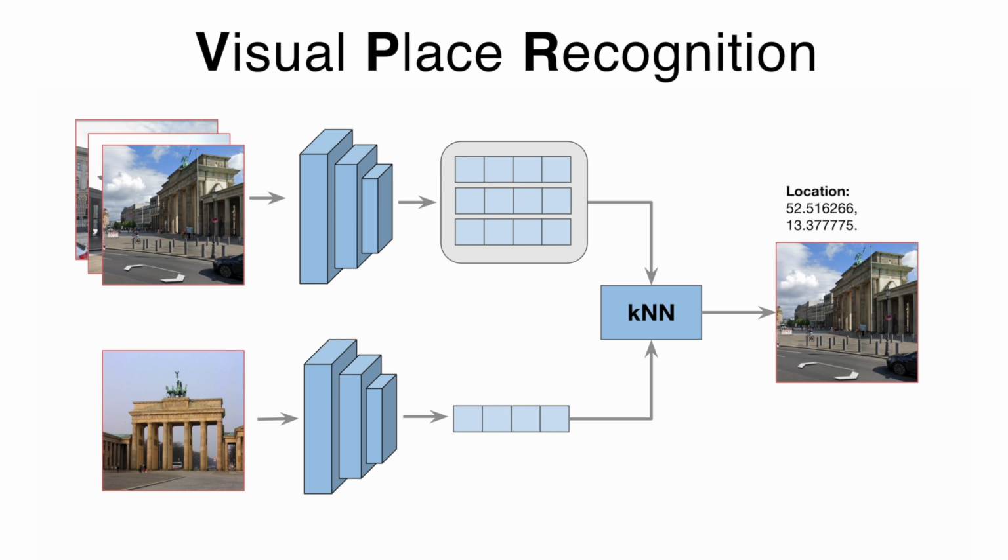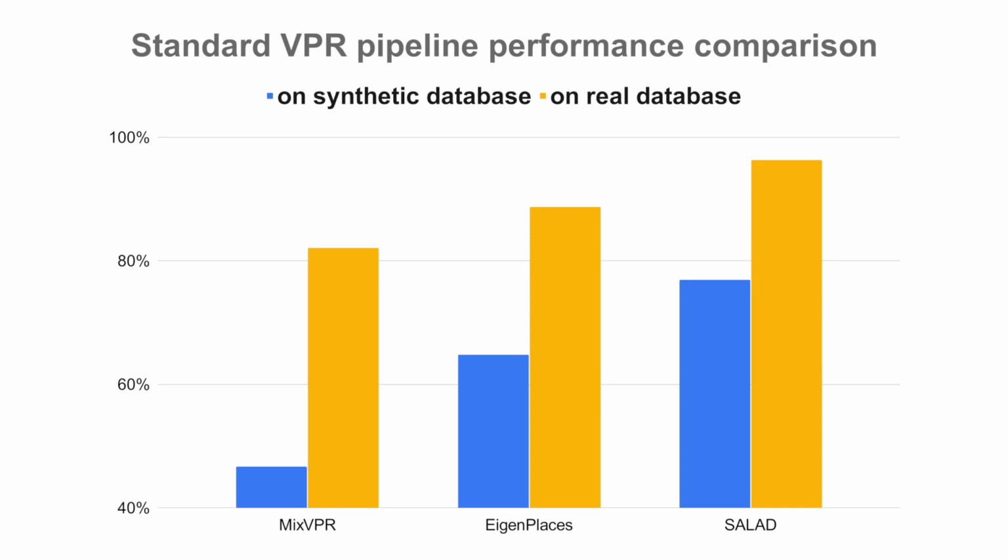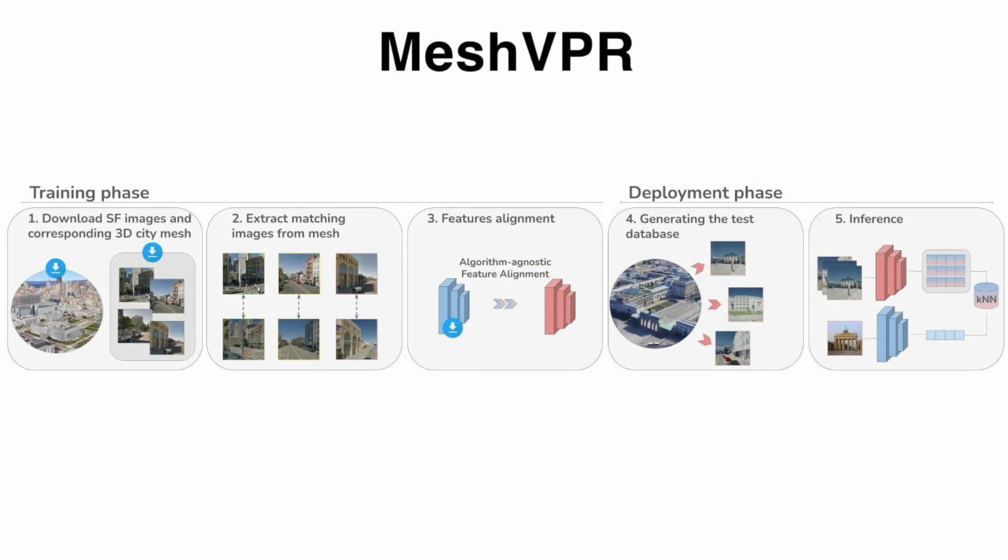Instead of collecting costly real images, it is possible to generate synthetic images from photorealistic 3D meshes. Unfortunately, as can be seen in the figure, VPR approaches trained on real images struggle with the domain gap between synthetic and real images. To address this gap and allow for synthetic images to be used effectively for place recognition, we present MeshVPR. MeshVPR consists of two phases, the training phase and the deployment phase.